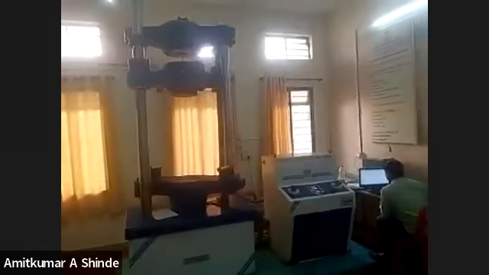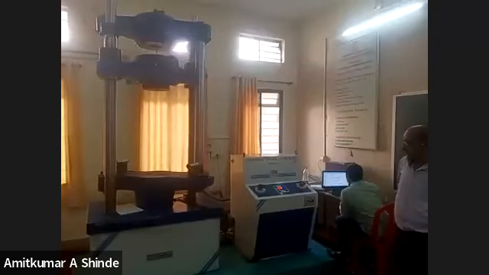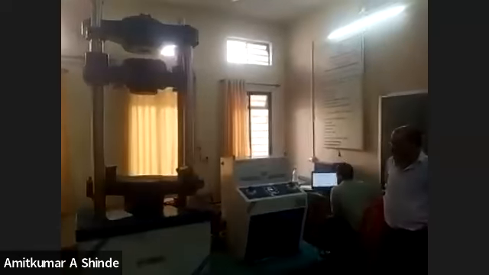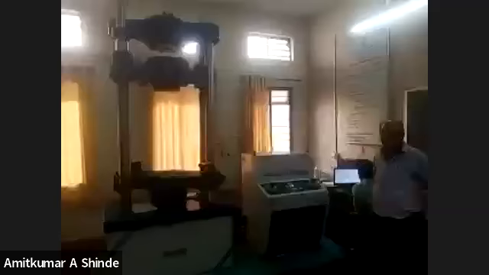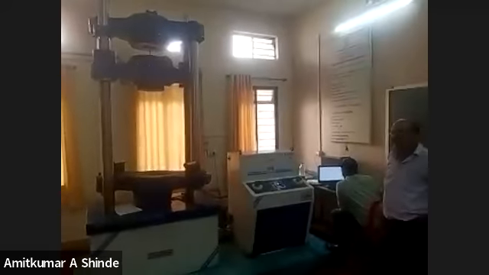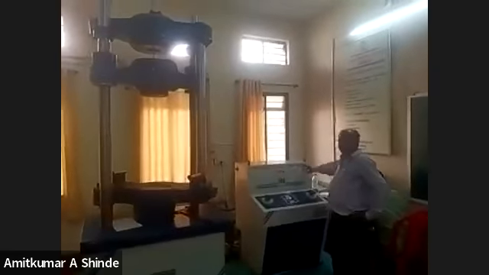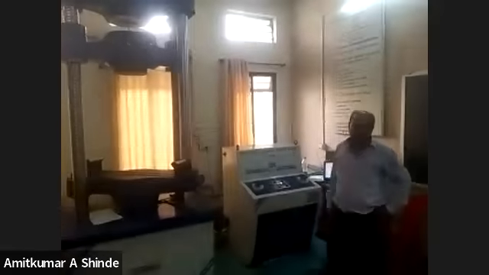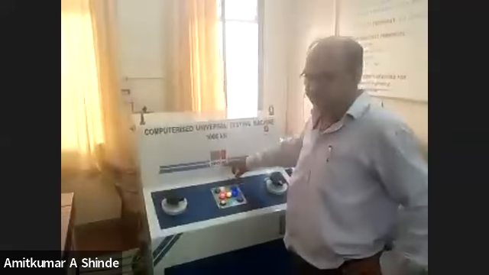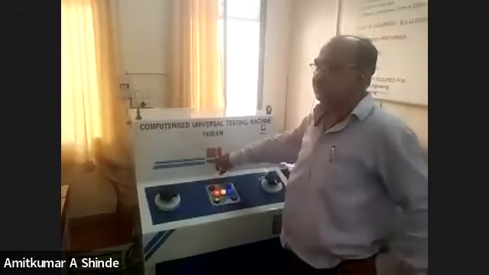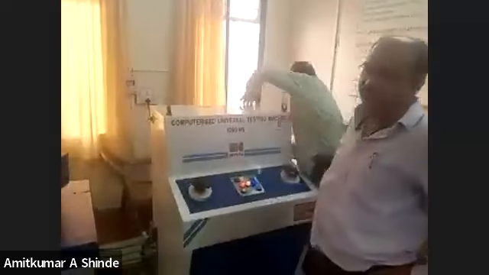Capacity of this machine is 100 tons. Questions may come in your external oral. What is the capacity of this machine in the UTM? What is the name of this machine? Computerized universal testing machine. Here it is written 1000 kilonewton; if you convert, it will be 100 tons. The name of the company is Crystal, in Ichalkaranji near Kolhapur. Computerized universal tensile testing machine.